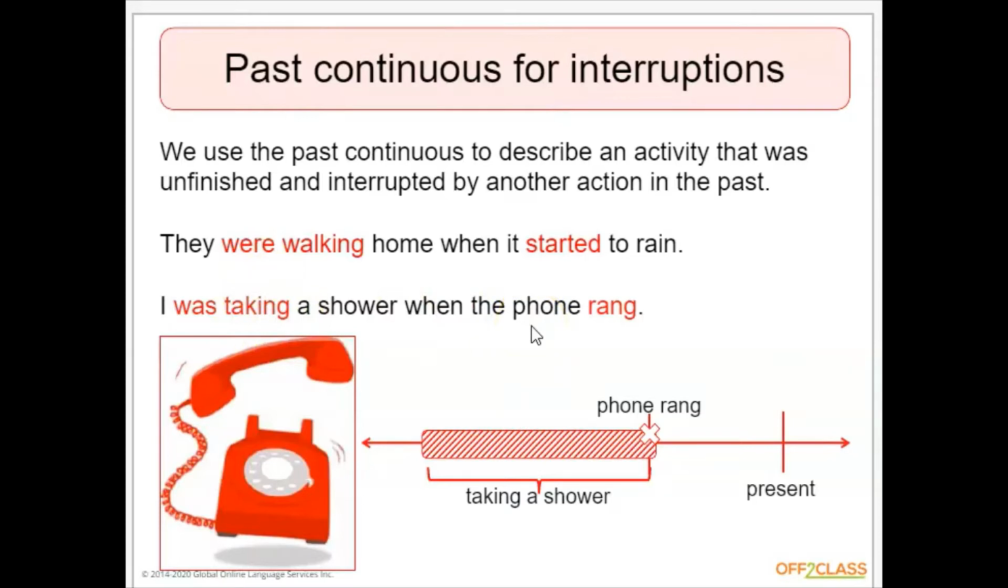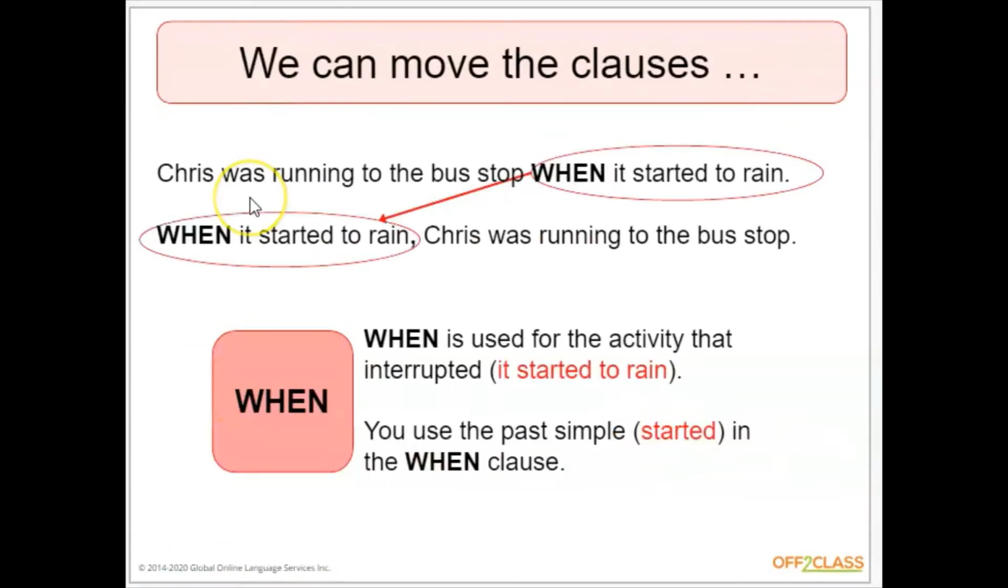So that action in the past simple interrupts this continuous action. Okay, in the same way, I was taking a shower when the phone rang. Okay, so here, for example, you have taking a shower, the continuous action, and there's an interruption here, right? The phone rang, and that's the past simple. So there are two clauses, right? For example, Chris was running to the bus stop, that's one clause, when it started to rain. That's the other clause. And this is the one that interrupts in the past simple, right? The continuous action. Chris was running.